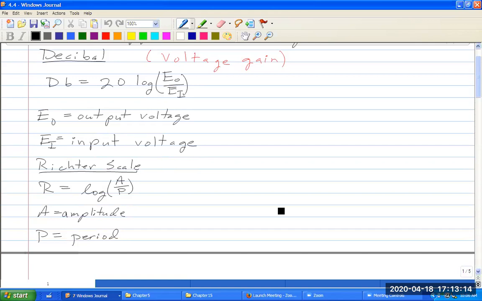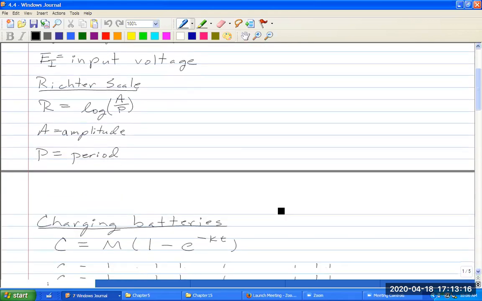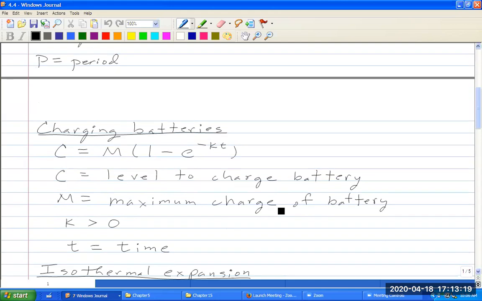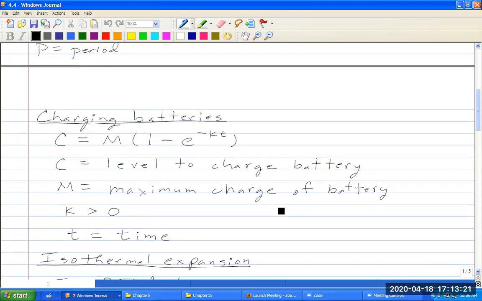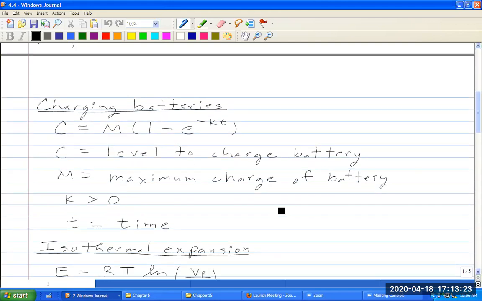So let's do some examples. Oh, wait. C is equal to M times the quantity 1 minus e to the minus kt, where C is the level that you need to charge the battery, M is the maximum charge of the battery, and K is some constant greater than 0, and T is some time.